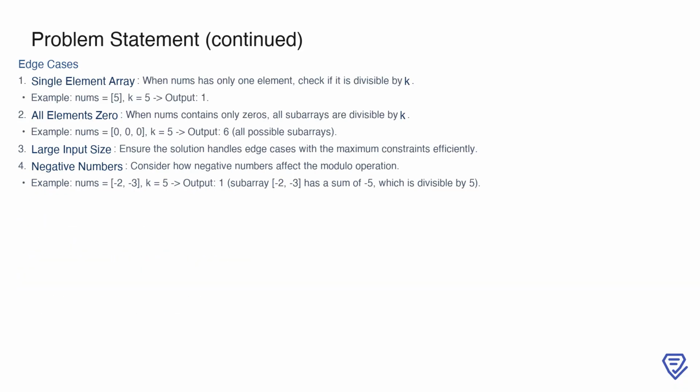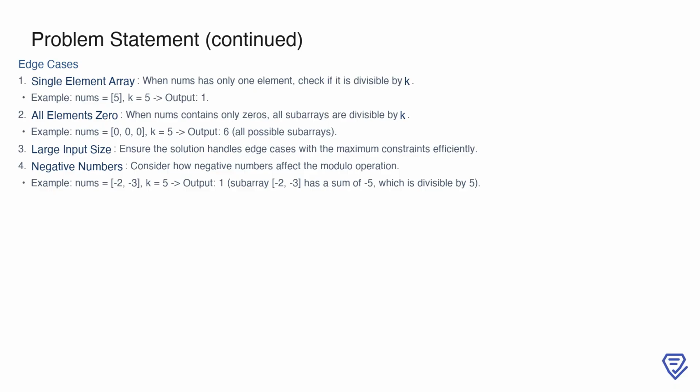Finally, let's discuss some important edge cases to consider. First, if nums contains only a single element, we need to check if that element is divisible by k. For instance, if nums is 5 and k is 5, the output would be 1 because the single element itself forms a subarray that satisfies the condition.